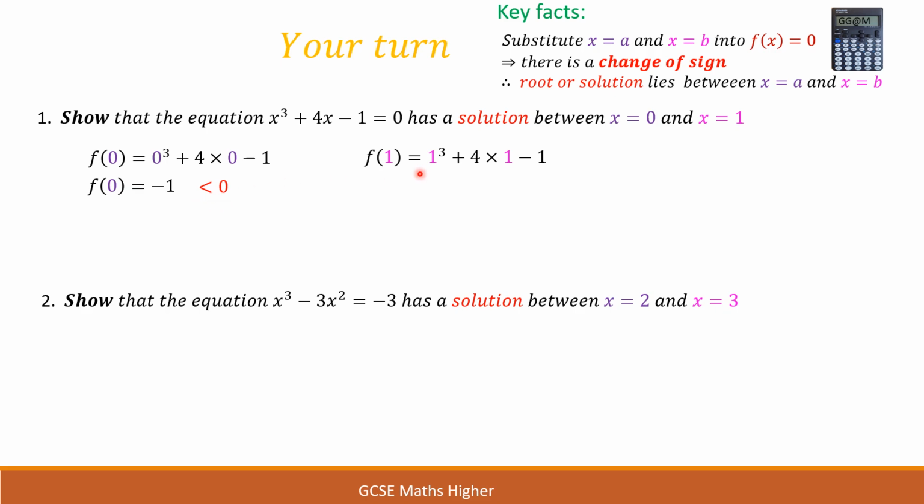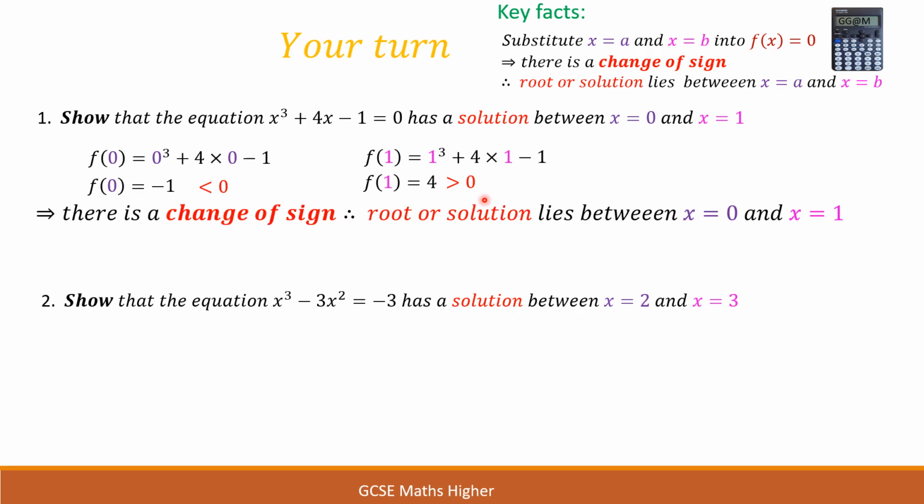Next, we're going to substitute 1 in. So when I substitute 1 into this equation here, I've got 1 cubed plus 4 times 1 minus 1, which is going to give me a value of 4. This value here is positive. So I've got a negative answer and I've got a positive answer. So because there is a change of sign, the root or solution lies between x is 0 and x is 1. So it's really important you write this final sentence to say what you have found. That will give you full marks in the exam.